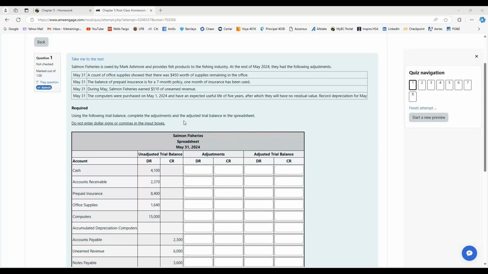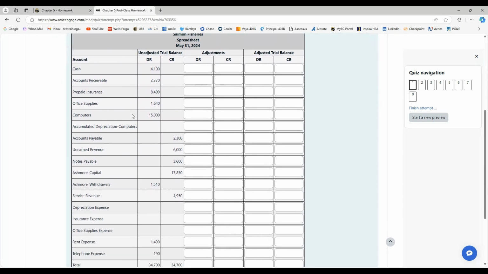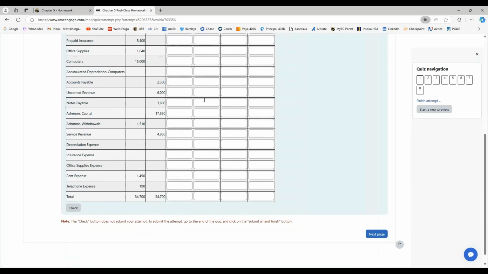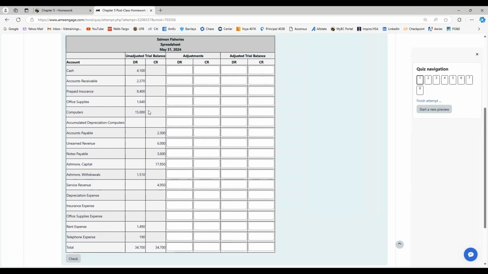So I'm going to take a quick snip of this information on my second screen, to make it easier for me to see and not have to scroll down so much. So a few things to note here. Let's see if I can move my screen a little smaller too. Yeah, so we can see the whole unadjusted trial balance. So this is our ending trial balances. Note that debits equal credits.